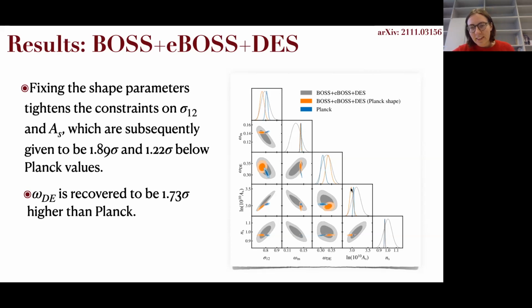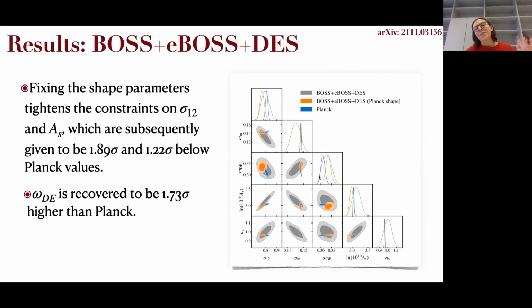So what happens now is we see that the shifts that we see in the evolution parameters are somewhat more significant. So sigma 12 gets recovered roughly 1.9 sigma below the Planck value. A_s gets recovered 1.2 sigma below the Planck value. And for the dark energy density, the preferred value is 1.7 sigma higher than what Planck finds.